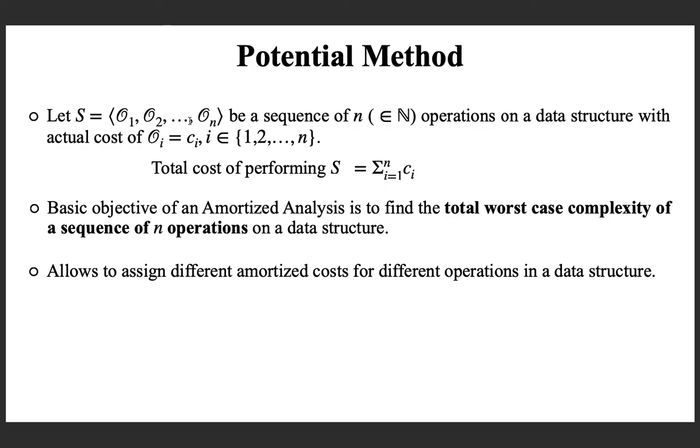And we know that unlike the aggregate method, the accounting method and hence the potential method allows you to assign different amortized costs for different operations in the data structure. For example, you can say the amortized cost of push operation is 2 and pop operation is 0, that is allowed.